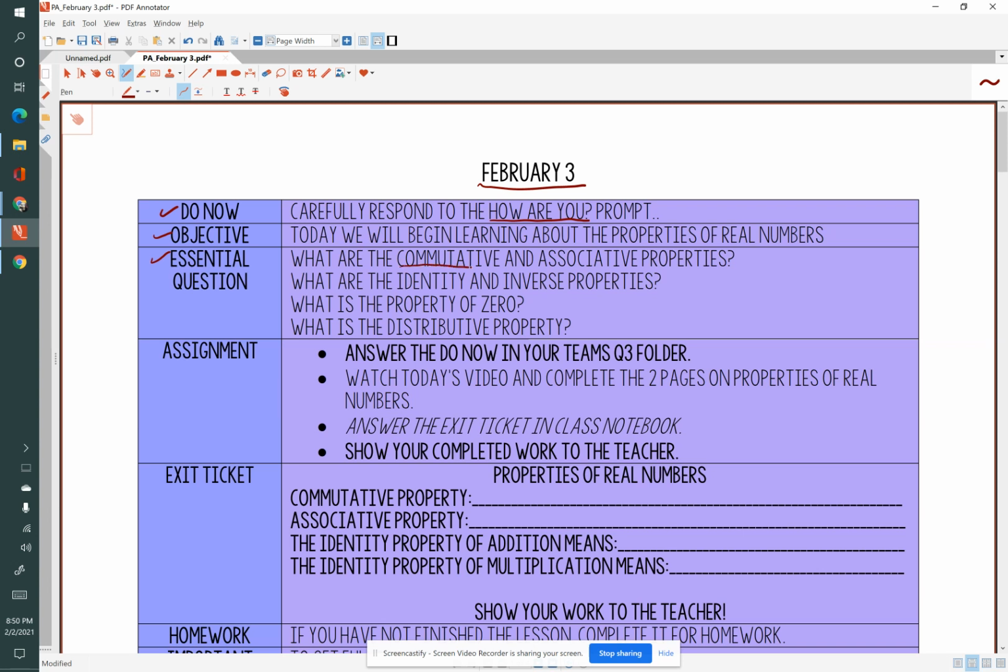What are the commutative and associative properties? What are the identity and inverse properties? What is the property of zero and what is the distributive property? Remember, we're talking about real numbers.